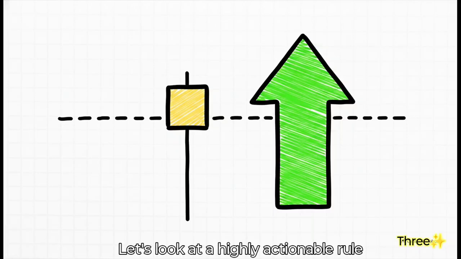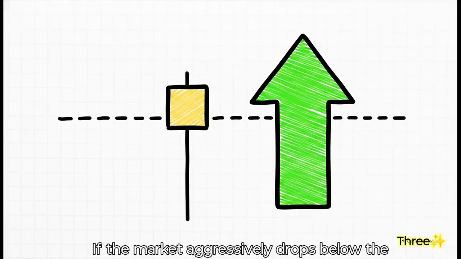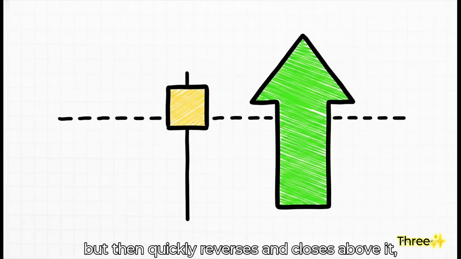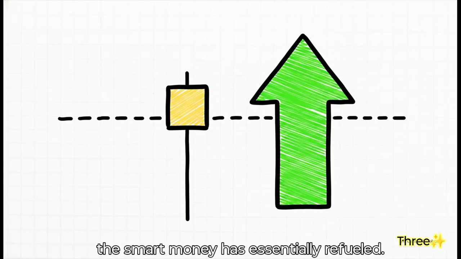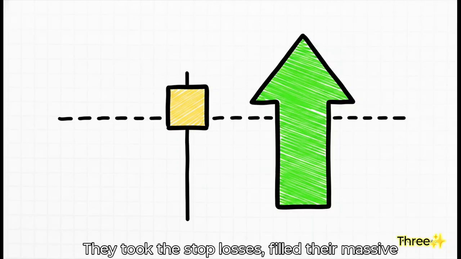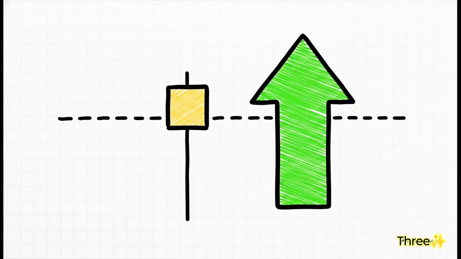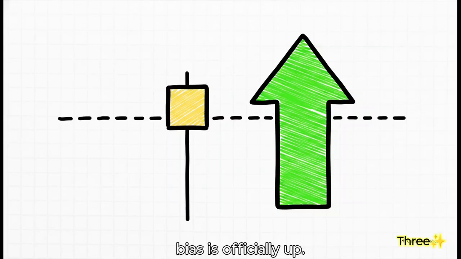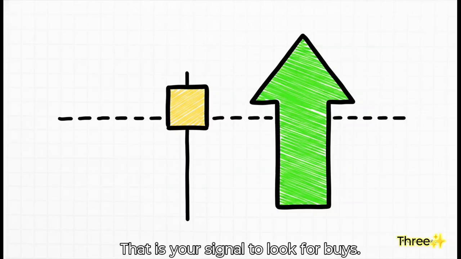Let's look at a highly actionable rule straight from our source material. If the market aggressively drops below the previous day low, sweeping that liquidity, but then quickly reverses and closes above it, the smart money has essentially refueled. They took the stop losses, filled their massive orders, and now the next day's institutional bias is officially up. That is your signal to look for buys.